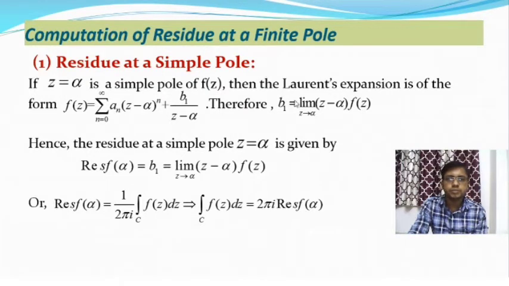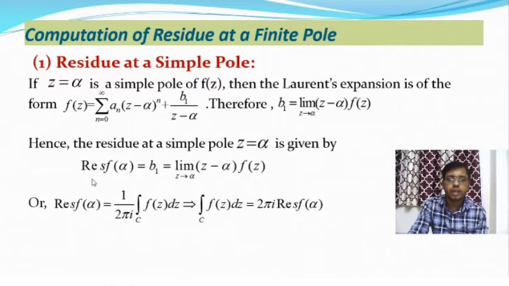If z = α is a simple pole of f(z), then the Laurent expansion is of the form f(z) = summation over n = 0 to infinity of a_n (z − α)^n plus b1 by (z − α). The coefficient of 1 by (z − α), that means b1, is called the residue at the simple pole z = α, and is given by Res f(α).